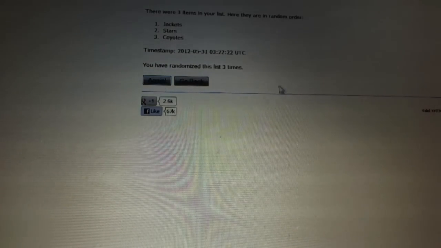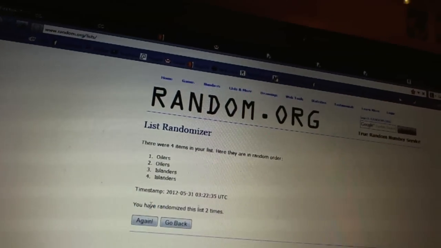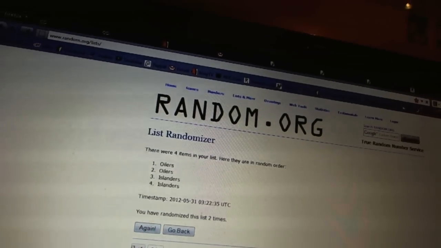And now for the Cup Clashes quad between the Oilers and Islanders. One, two. The Islanders.